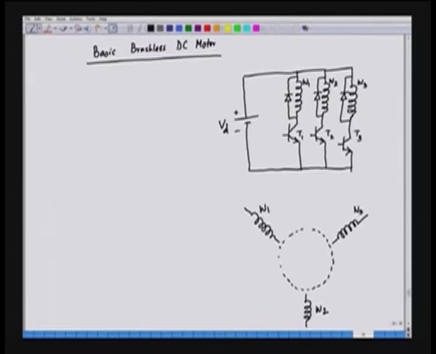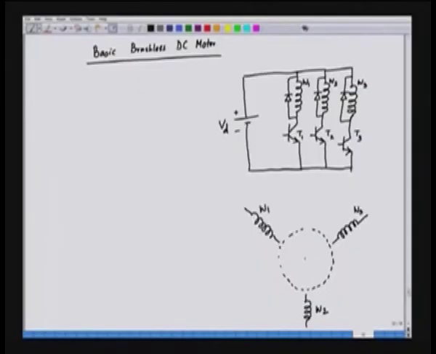Now, what about the rotor? The rotor has a 2-pole structure. So, for example, we can consider the rotor to be a magnet, and the magnet has just 2 poles in the following fashion. So, in the rotor we have a magnet, and the magnet has 2 poles, one north pole and the other a south pole.